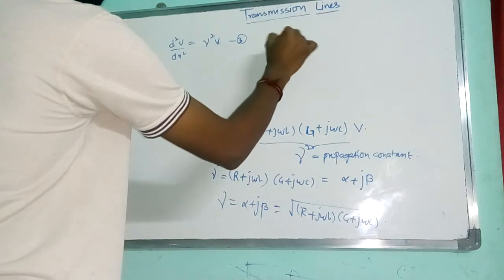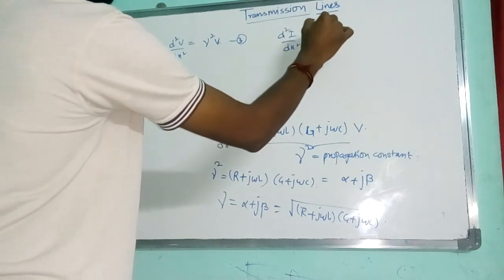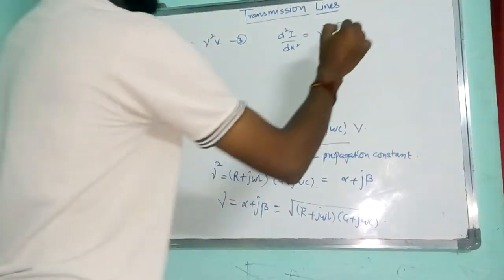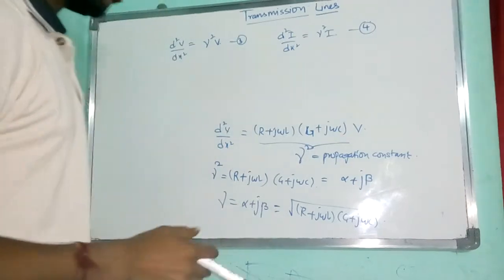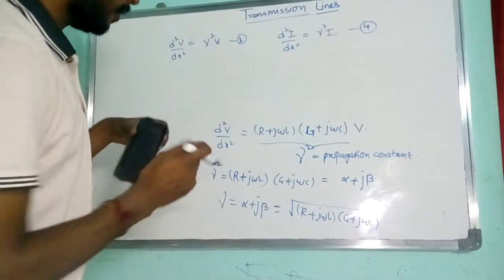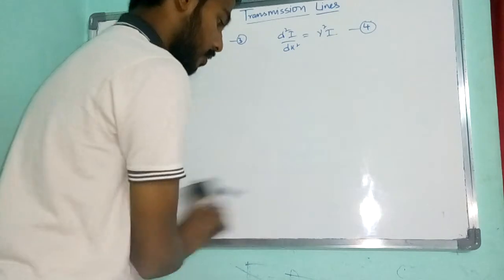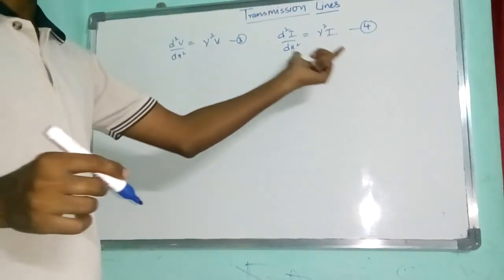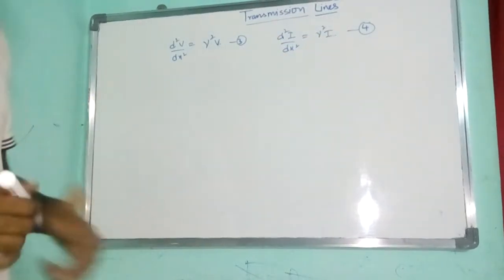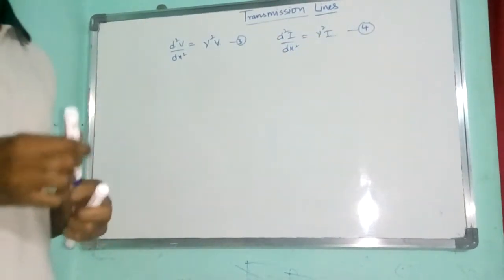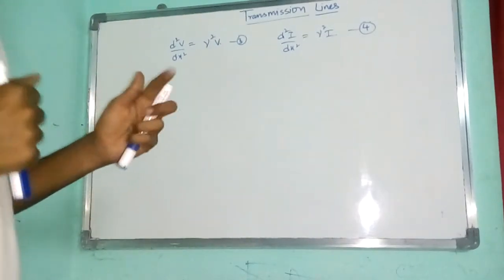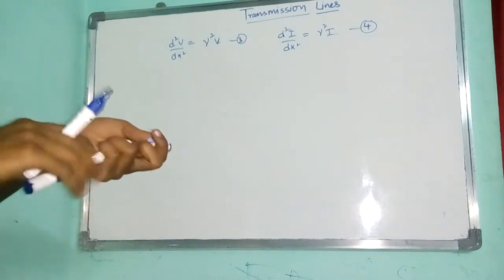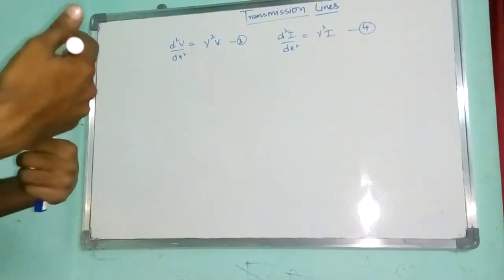Similarly, we get another equation for current, d square I by dx square equals gamma square into I, right? If we get the equation for voltage, similarly we get the equation for the current. Okay, I'm not doing that again. So now these are the differential equations of second order. We know that we have some formulas for solving differential equations, like particular integral and complementary function. So using that, as it is a homogeneous equation, directly we have the formula for this kind of equations.